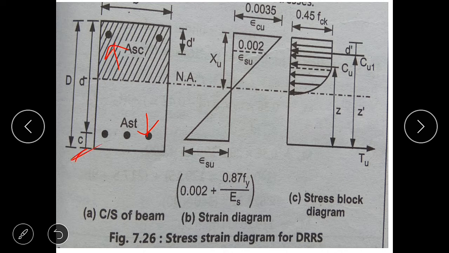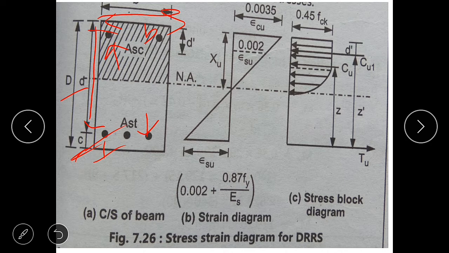C means the cover we provided. D means the effective depth of the beam. Capital D is equal to the overall depth of the beam. And B is the width. This is the cross section of the beam.